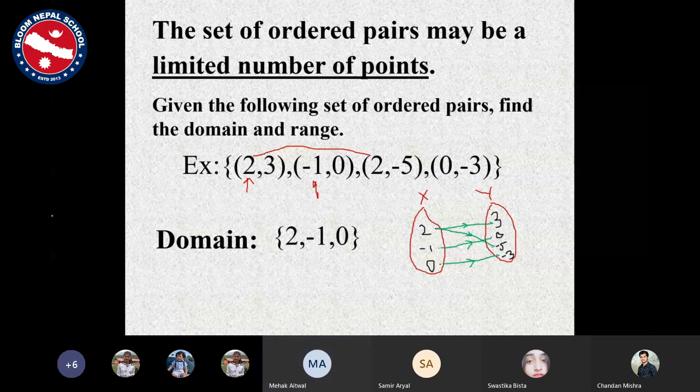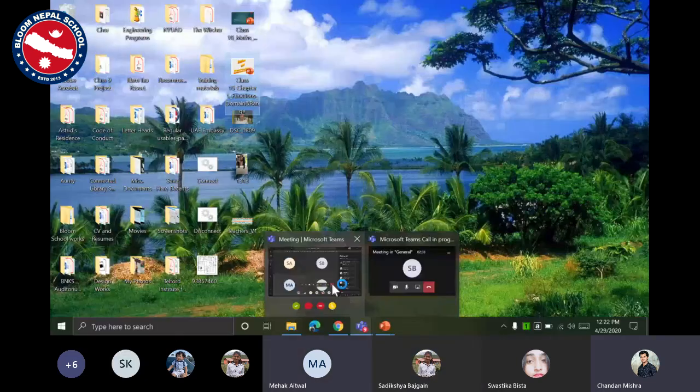Because a domain element has 2 images. So which element in the domain has 2 images? 2. And what are those images? 3 and -5. Right. So what kind of relation is this? One to many. Okay, so this is one to many. That's actually correct.